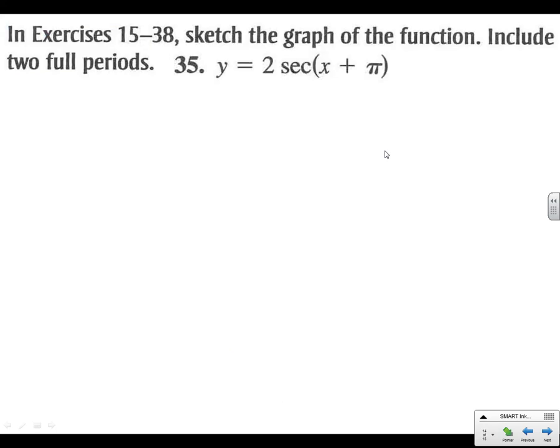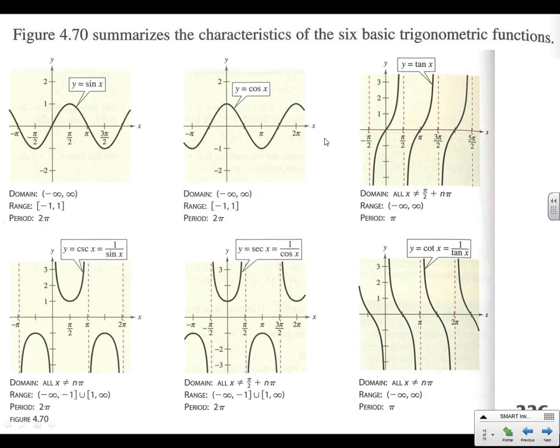All right, so that's the last one. See if you can make that happen for 2 secant of x plus pi. I know this is getting confusing, so we will definitely go over all of these in class. Okay, just give this a shot. Start thinking about how you would graph secant, cosecant, tangent, and cotangent. Definitely have down all of the parent functions.